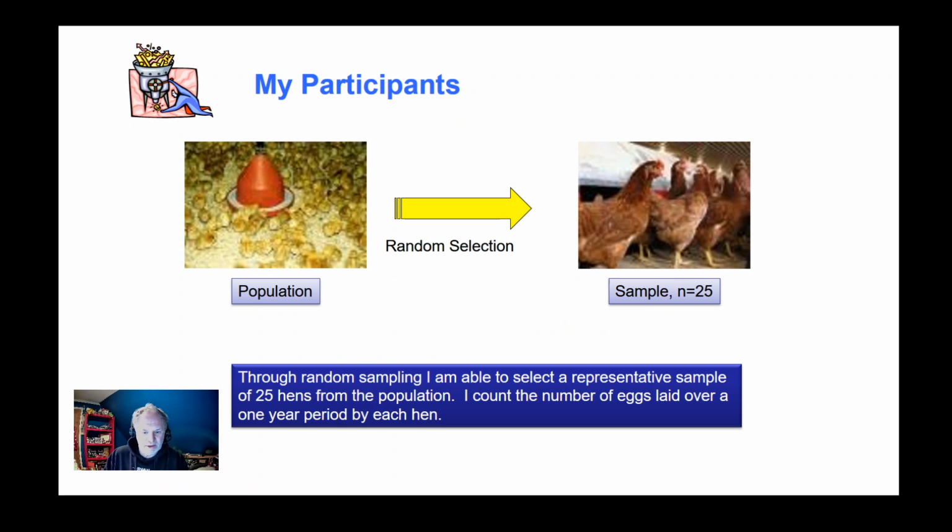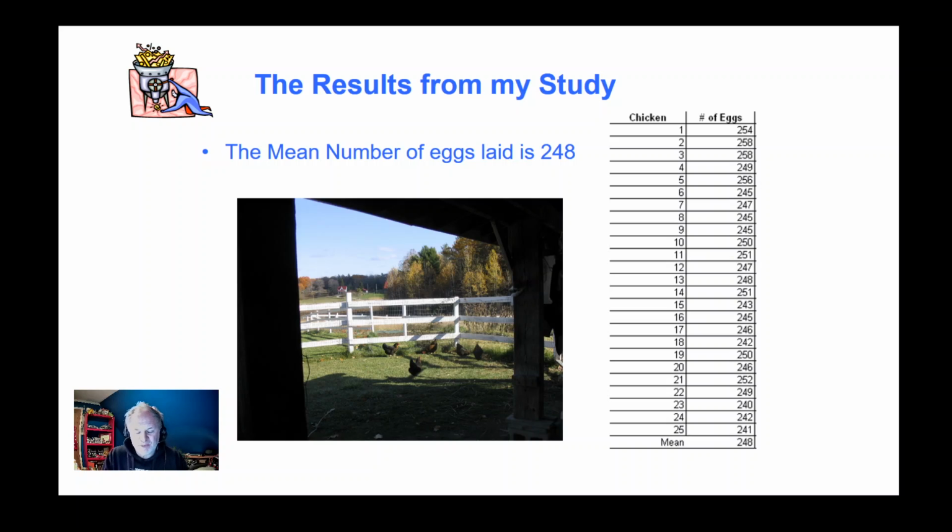Okay, so for my study, on the left is the population. That's the hatchery, and all the little chicks running around. I randomly select 25 hens from that population. It's a representative sample through random selection. Over a one-year laying period, I count the number of eggs that each of my 25 hens lays. On the right-hand table is hen 1 through 25, and the number of eggs that each hen laid during the year.